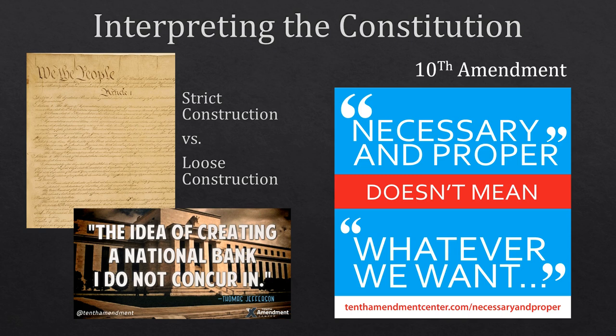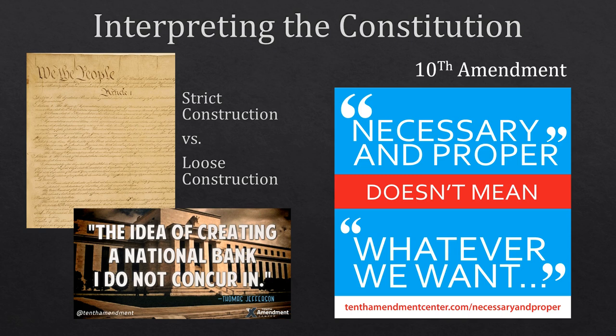The bank argument actually all revolves around how these guys interpret the Constitution. There are two ways to interpret the Constitution. The first is strict construction. That's Thomas Jefferson. He's a strict constructionist. The other is loose construction. That's Alexander Hamilton. He's a loose constructionist.